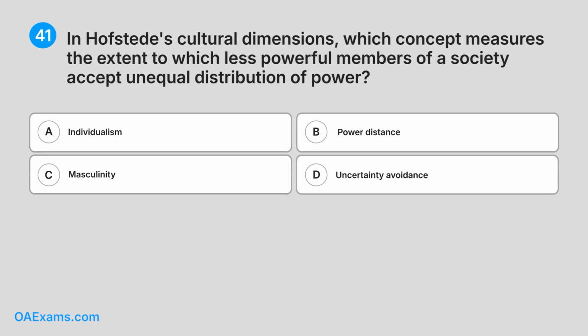41. In Hofstede's cultural dimensions, which concept measures the extent to which less powerful members of a society accept unequal distribution of power? A. Individualism. B. Power distance. C. Masculinity. D. Uncertainty avoidance. What do you think is the answer?